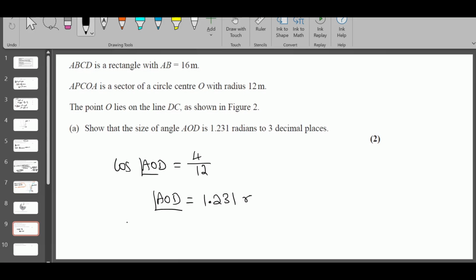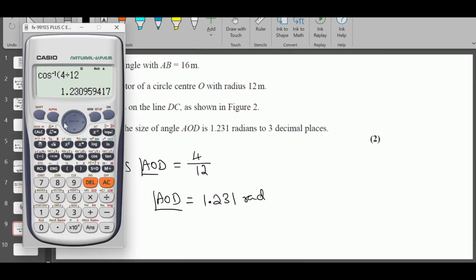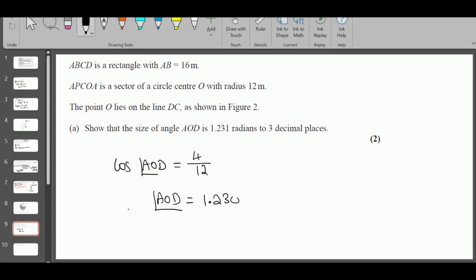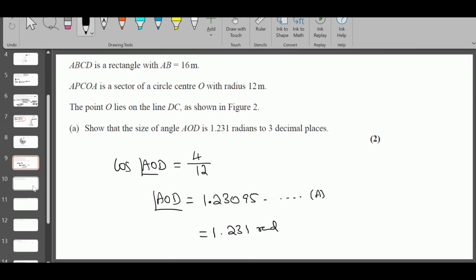1.231 radians to the 3 decimal places, but I'm going to store the actual value as a. So 0.95 dot dot dot, and then write 1.231 radians. I put a little reference here, I stored the value as a. Let's move on to part B now.